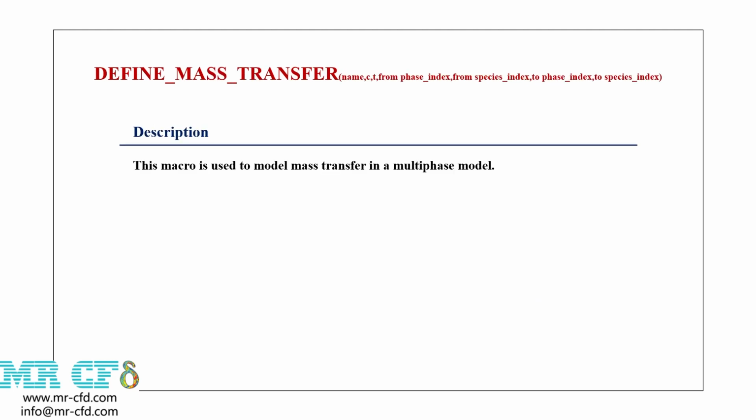In another example, we introduce the define mass transfer macro. This macro is used to model mass transfer in a multiphase problem. The mass transfer rate specified using this macro is used to calculate mass, momentum, energy, and species sources for the phases involved in mass transfer. It should be noted that in species transport issues, mass transfer will occur from one species in one phase to another species in another phase.